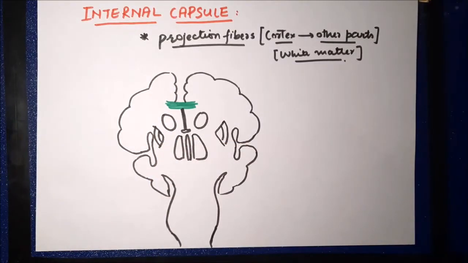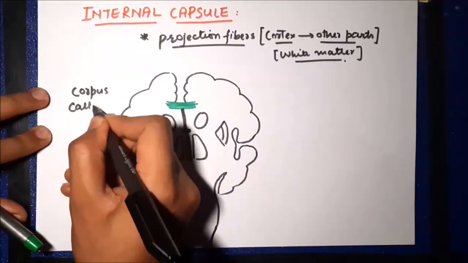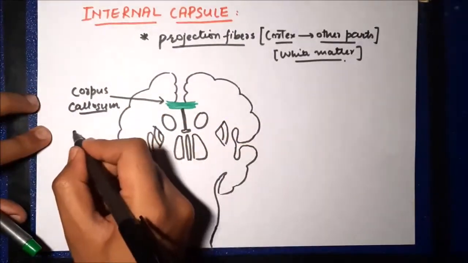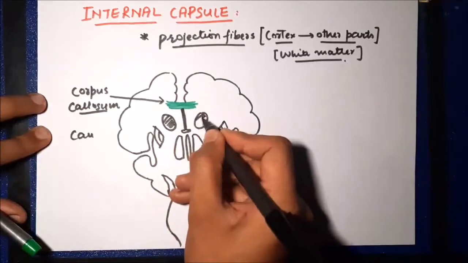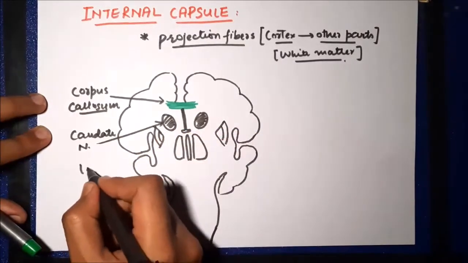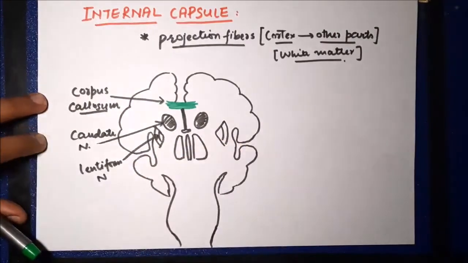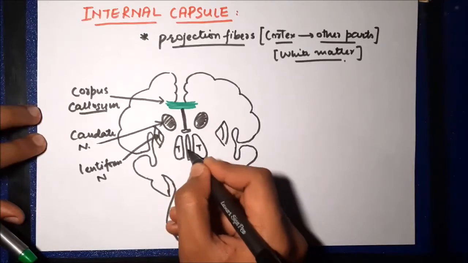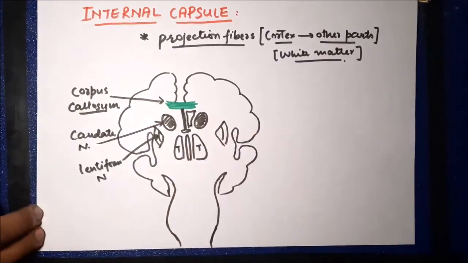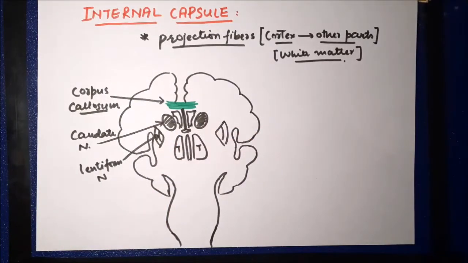Now let us label them first. This green colored structure is corpus callosum. This part is the caudate nucleus, highlighted in black. Below caudate nucleus, this lens-shaped nucleus is called lentiform nucleus. This part is called thalamus. There are two thalami, and in the middle is the third ventricle. This is the location of lateral ventricle. So these are the two lateral ventricles.